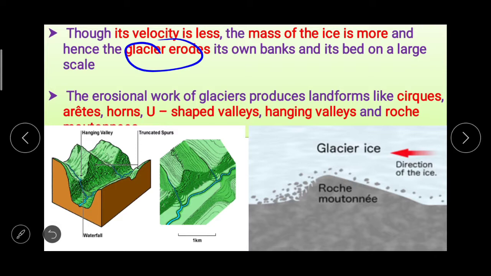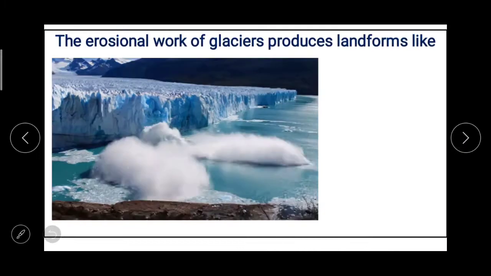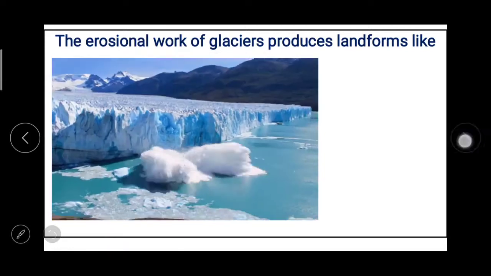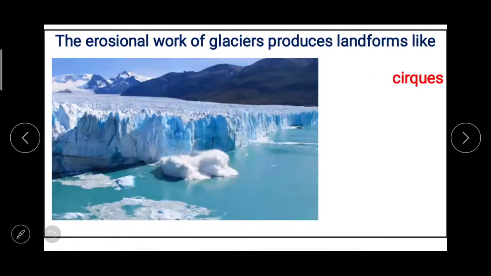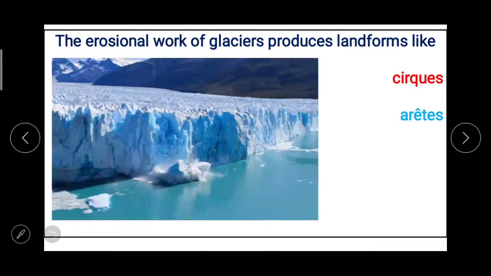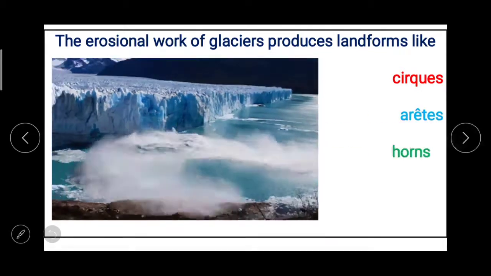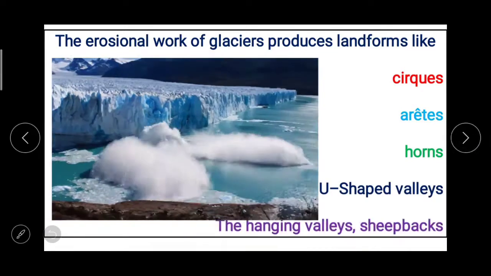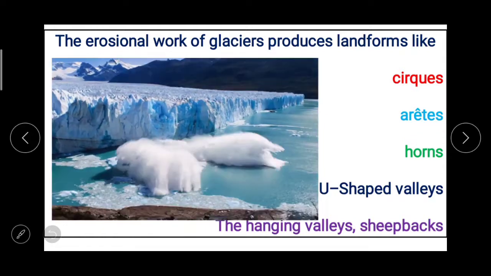Here again it is very easy to understand such concepts by observing or by studying the figures, as you can see in the figure. And then the next thing, transportation and deposition by glaciers. The erosional work of glaciers produces landforms like cirques, arêtes, horns, U-shaped valleys, the hanging valleys and ship backs.